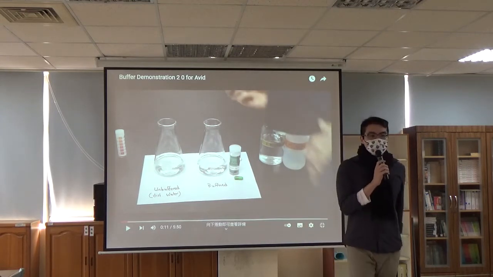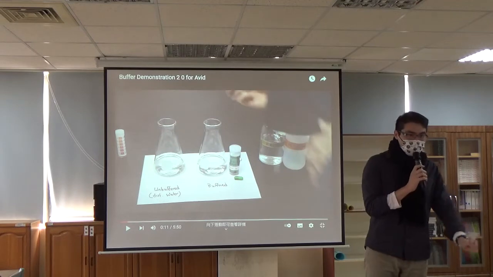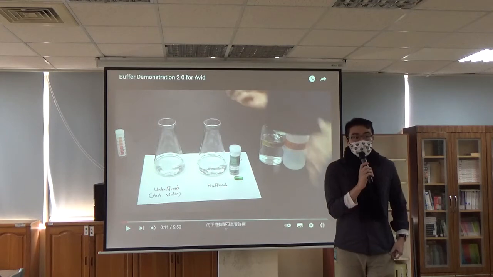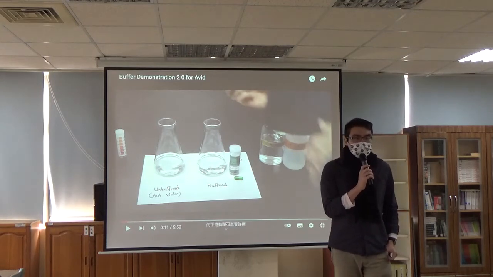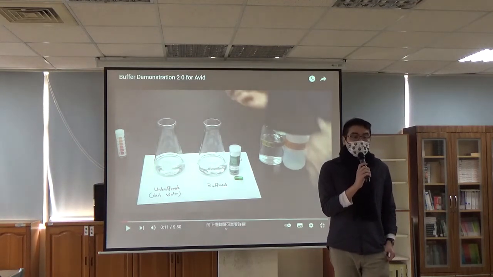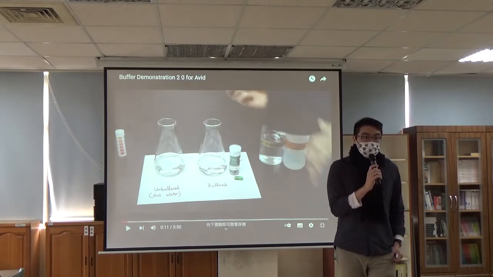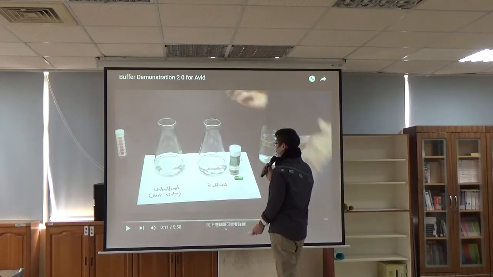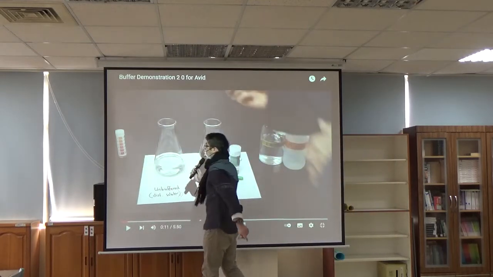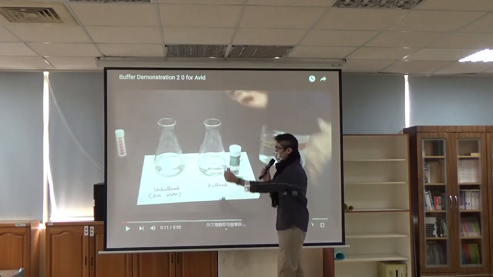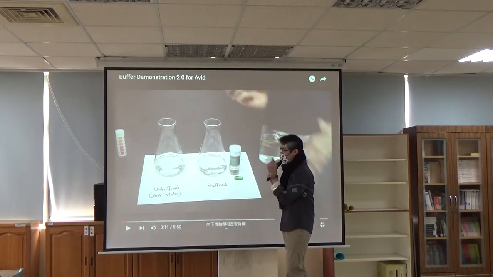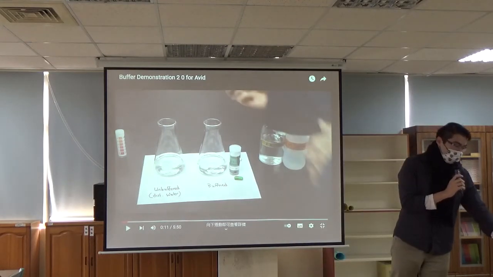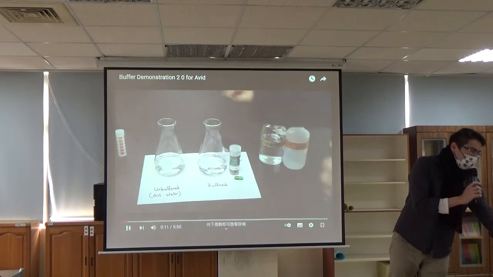Does anyone remember indicators when we were talking about acid and base? We said that in different pH, meaning different hydronium concentration, the indicator will have different colors. So we can know the solution's pH by the color. The indicator can tell us which pH it is. So let's look at it.